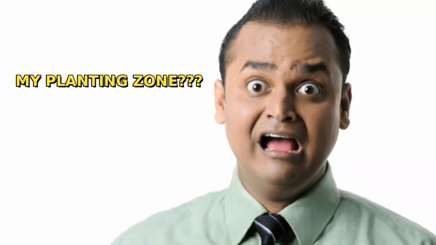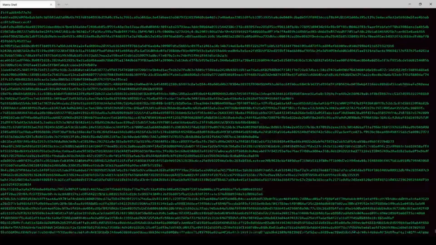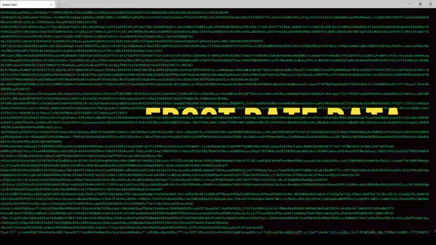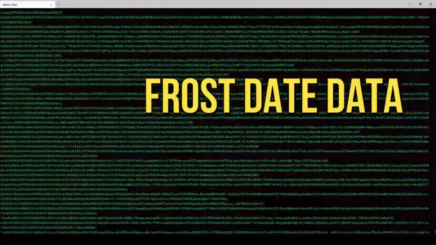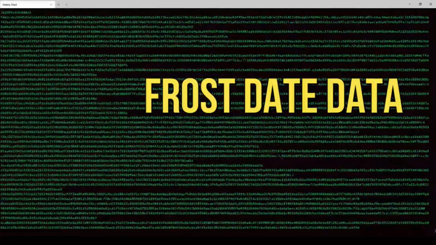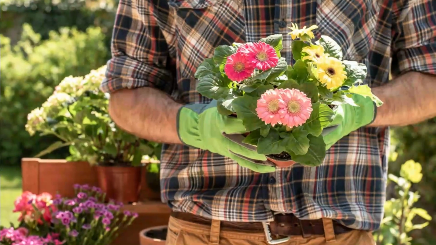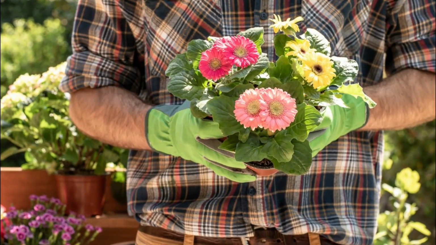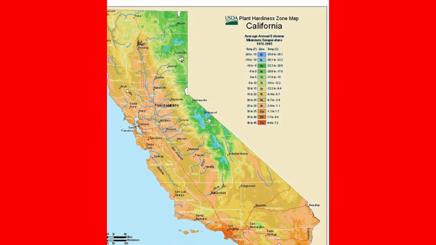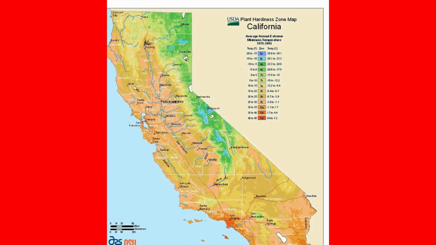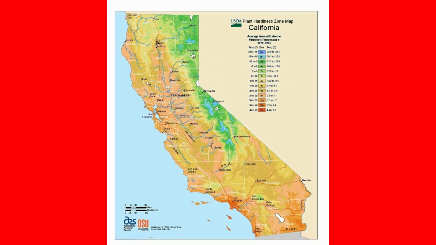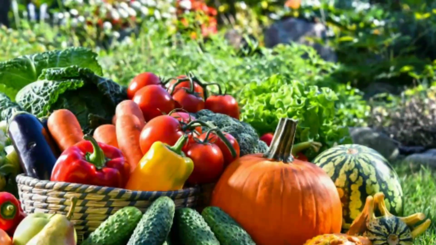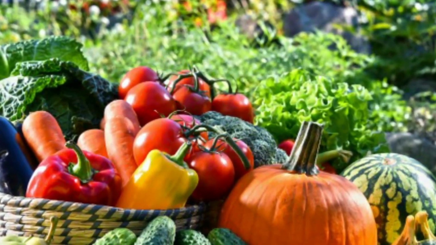Okay, so why do I need to know my planting zone? The USDA has been tracking daily temperature data on planting zones for many years. This information is in the form of frost dates. This information is easily available for any gardener or farmer out there. Planting zones give you an easy way to understand when to plant plants and what plants can or can't survive in that zone. Some vegetables can be planted before the last frost, and some vegetables cannot.